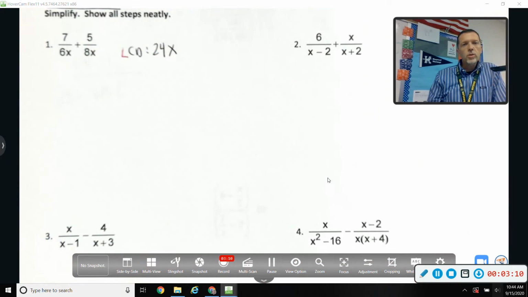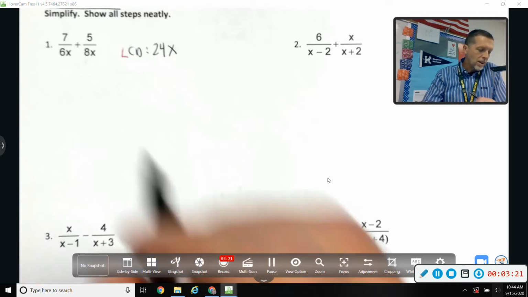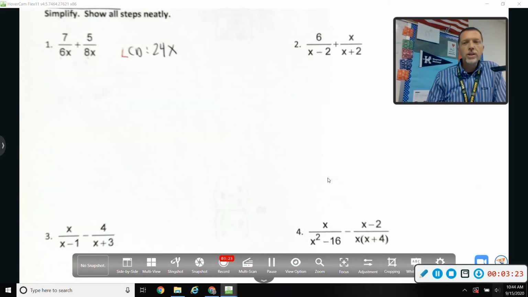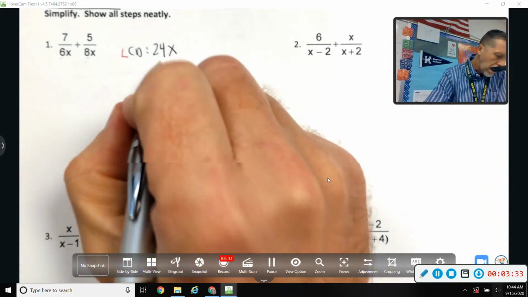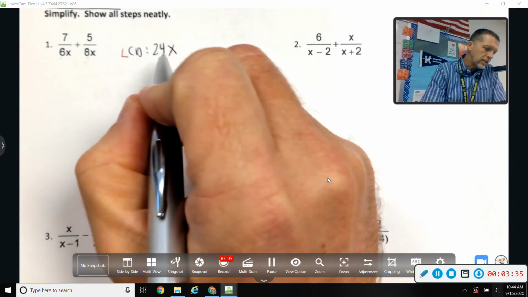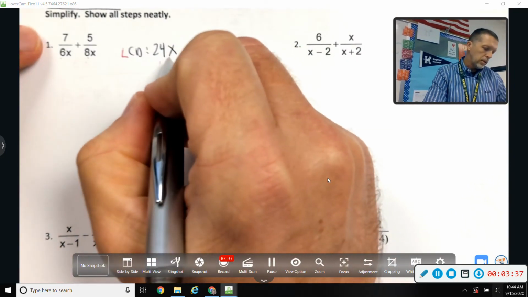So let's use 24x. How you come up with 24x is a matter of experience and just kind of math sense. If you get stuck, you can always just multiply the two together. You'll get a bigger number than you need, and you'll have to work with big numbers. But you'll still get the same answer at the end. All right, so I'm aiming for 24x. That's my target denominator. I want both of them to be 24x.